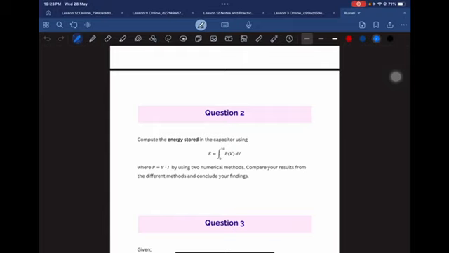Next is question 2. Compute the energy stored in the capacitor using the energy formula, where P equals VI, by using two numerical methods. Compare your results from the different methods and conclude your findings.